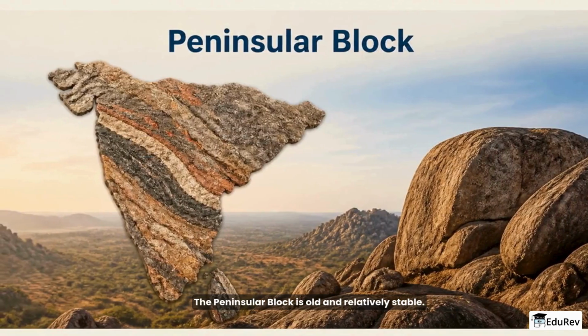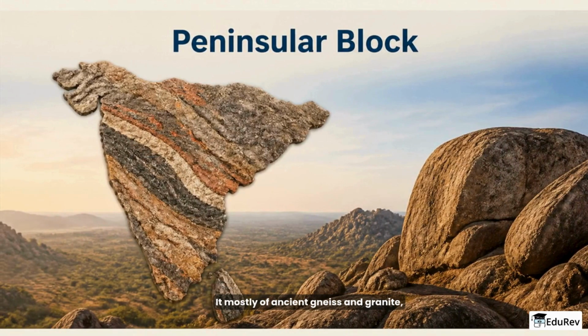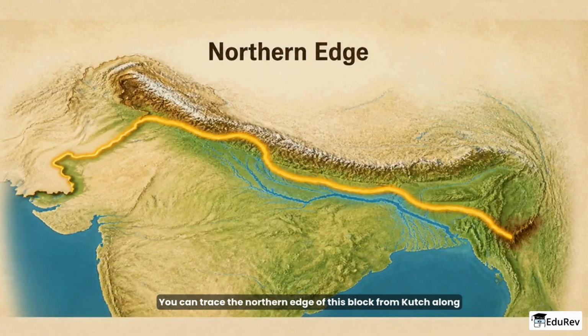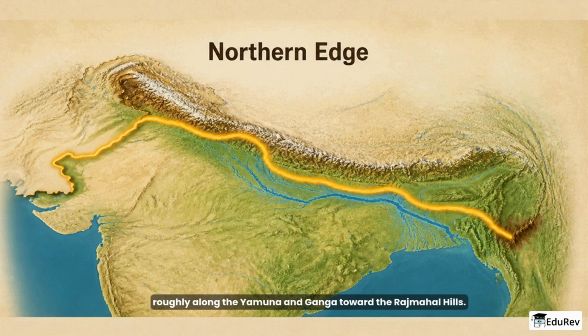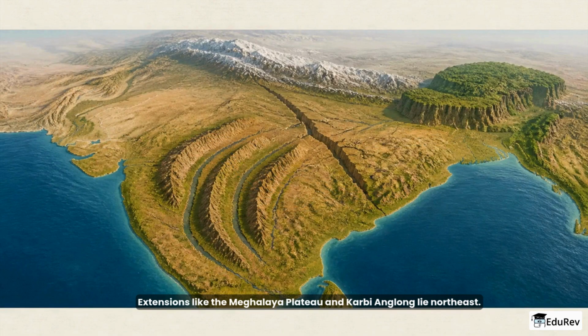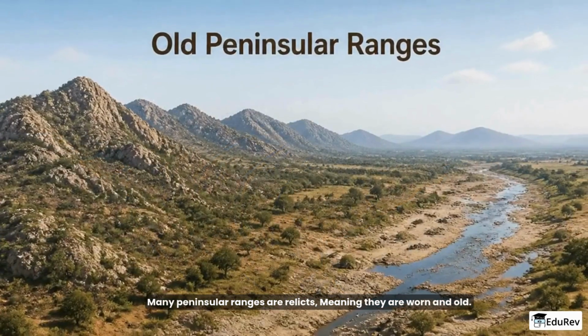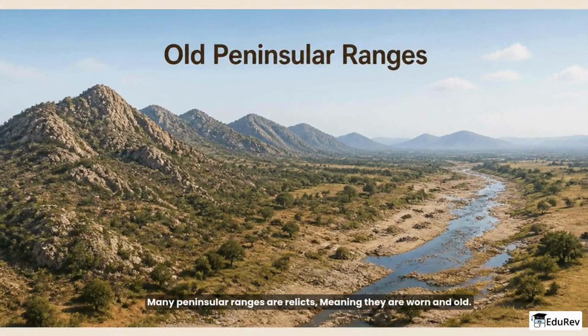The Peninsular Block is old and relatively stable, made mostly of ancient gneiss and granite, forming the hard, worn core of peninsular India. You can trace the northern edge of this block from Kutch along the Aravalli near Delhi and roughly along the Yamuna and Ganga toward the Rajmahal Hills. Extensions like the Meghalaya Plateau and Karbi Anglong lie northeast. Faults such as the Malda Fault separate parts, and rift valleys and uplifts include Narmada, Tapi, and Satpura. Many peninsular ranges are relict, meaning they are worn and old. Examples are the Aravalli, Nallamala, and Javadi, and rivers in the peninsula have shallow valleys.